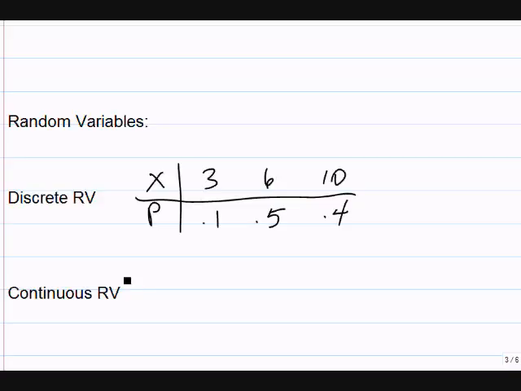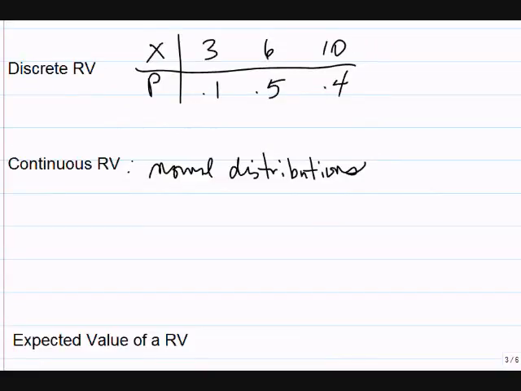Continuous random variables, oh, that's like our normal distribution. AP exam generally has questions on probabilities from a normal distribution. Okay? The expected value, you'll be in the middle of a probability problem and they'll ask you for some kind of expectation. That's the mean of the random variable. And that is each value the x can take on times its probability.